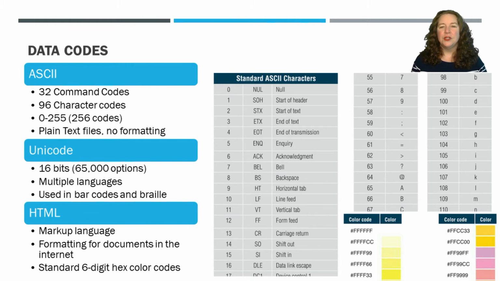Funny thing is, the first 32 characters in ASCII are all command codes. They are all used to encode something of a command, whether it's the start of the text or the start of the header or the end of the transmission or the start of the transmission or acknowledgement of the transmission, ACK, different types of transmission codes.